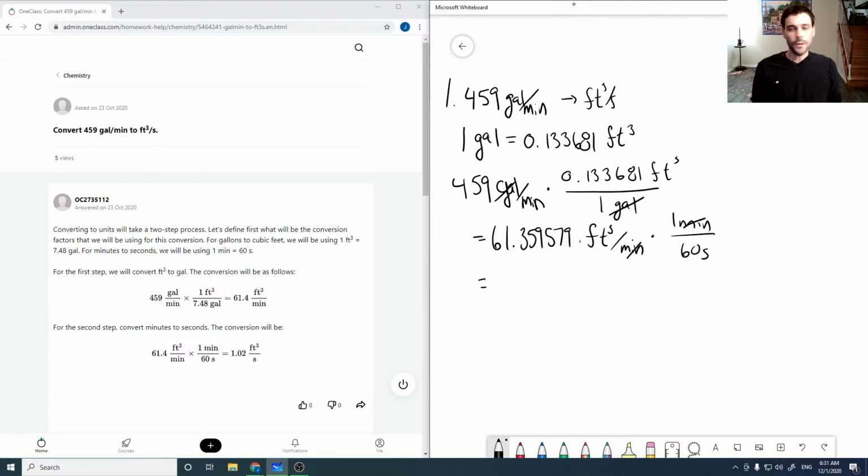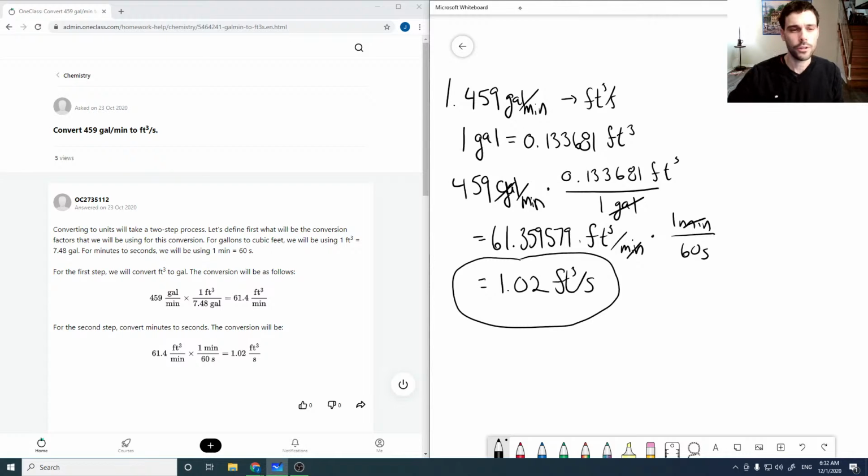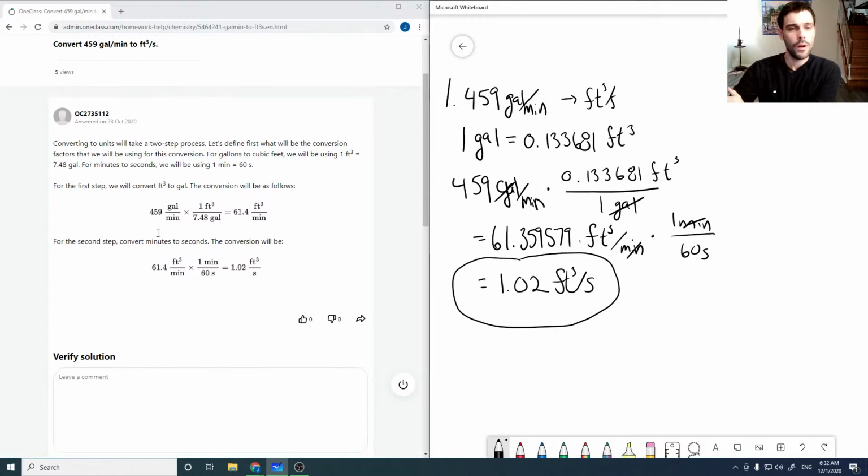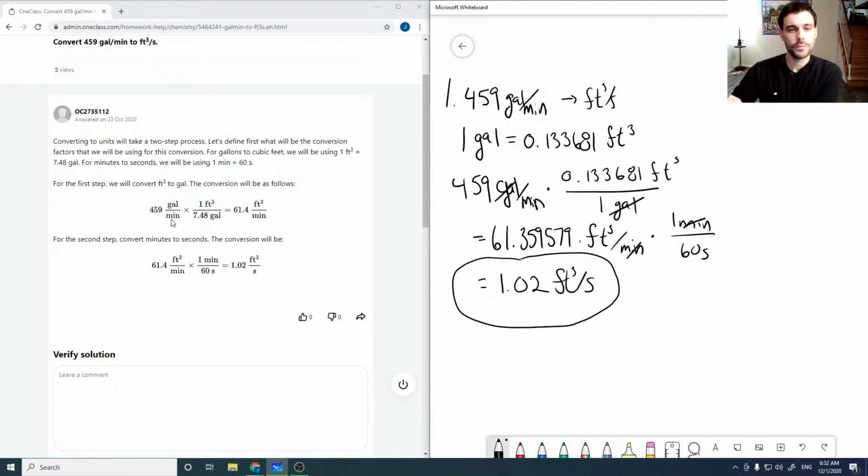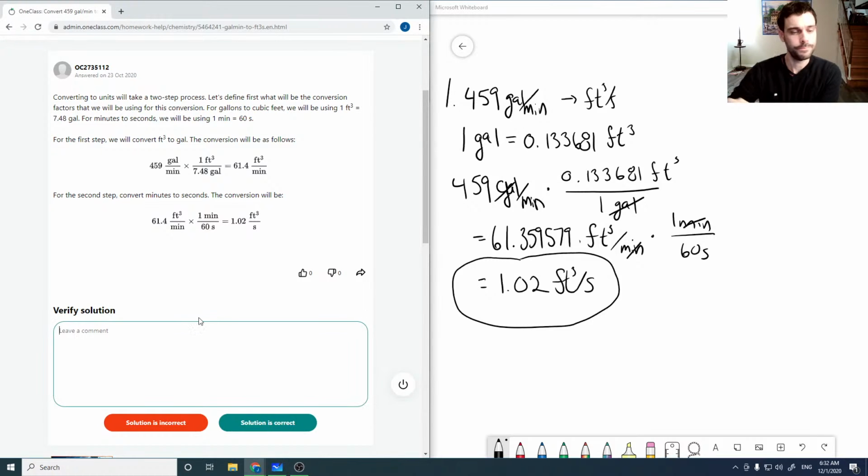Divided by 60 is then 1.02 feet cubed per second, where I've dropped the number of decimal places I'm keeping in my final answer to match with the significant digits, and so then that's our final answer. If we check the solution here, we just multiply by the relevant conversions, and that looks good.